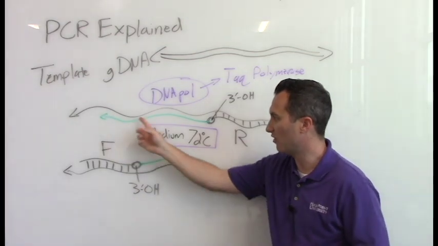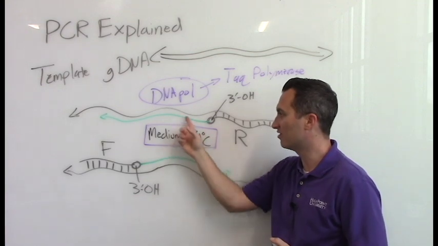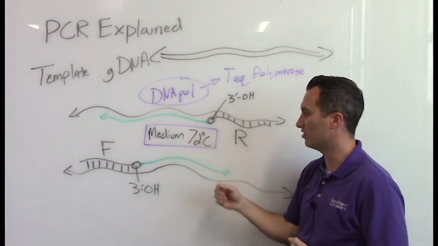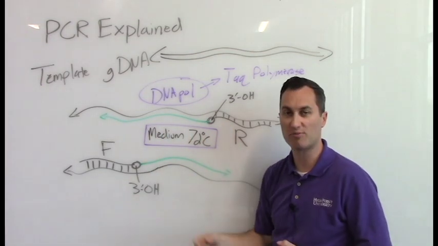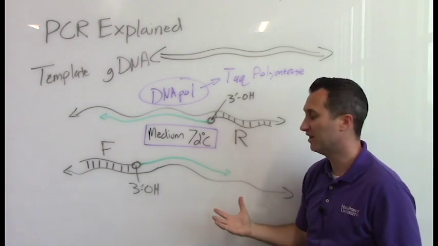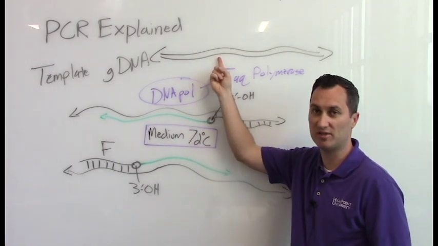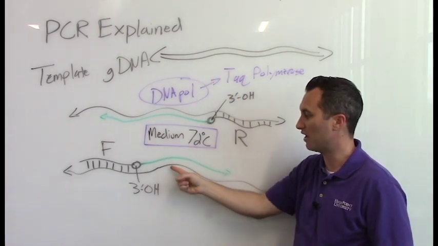So if my target region here is, say, 2,000 bases long, in 2 minutes I can replicate that whole region anywhere there's a forward and reverse primer sticking. Okay? You can see that the outcome of that is we've taken one target piece of genomic DNA, and we've made 2 out of it.